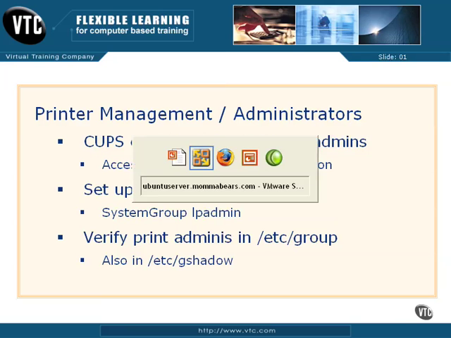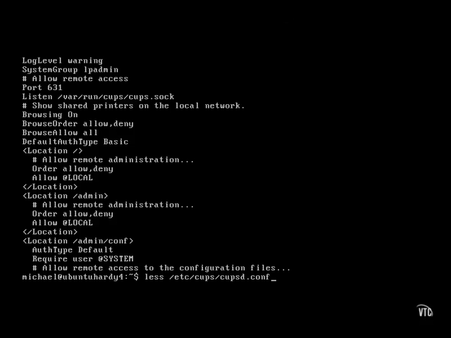To see how this works, let's take a look at the main CUPS configuration file, /etc/cups/cupsd.conf. Early on in the file, the second line as shown here, you'll see a description of an administrative user group based on the SystemGroup directive. In this case, it's lpadmin.